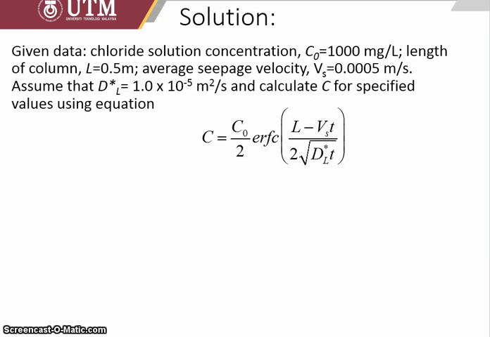So how to calculate? By using the coefficient of dispersion, we know that C is 1000, L is 0.5 here, and Vs is 0.005. So this D sub L star, the dispersion and diffusion, is 1 times 10 to the power of minus 5. We actually assume this.